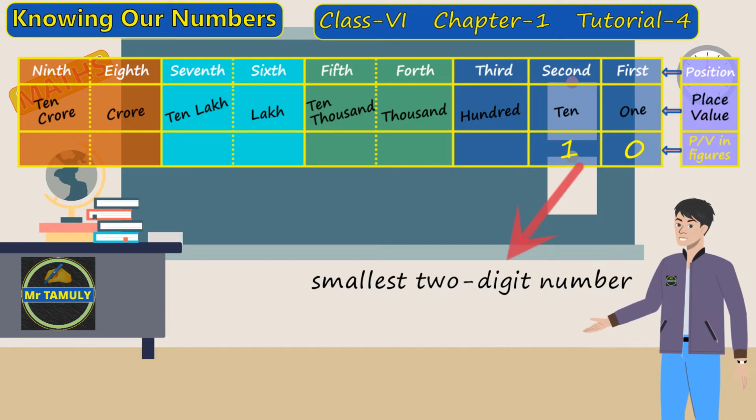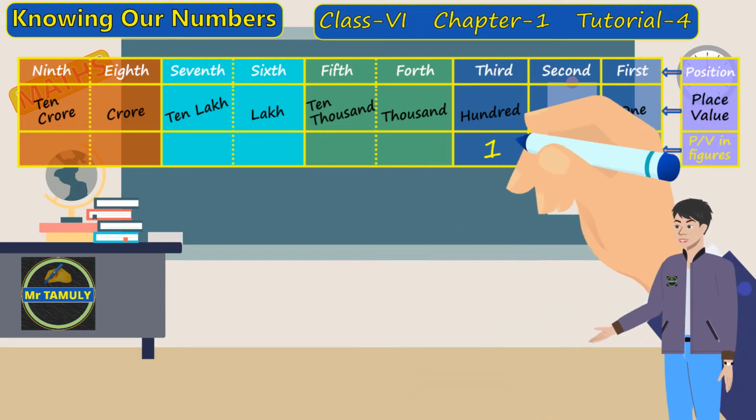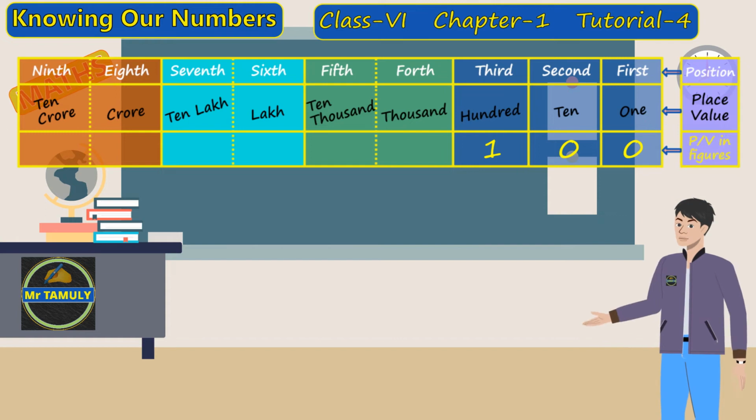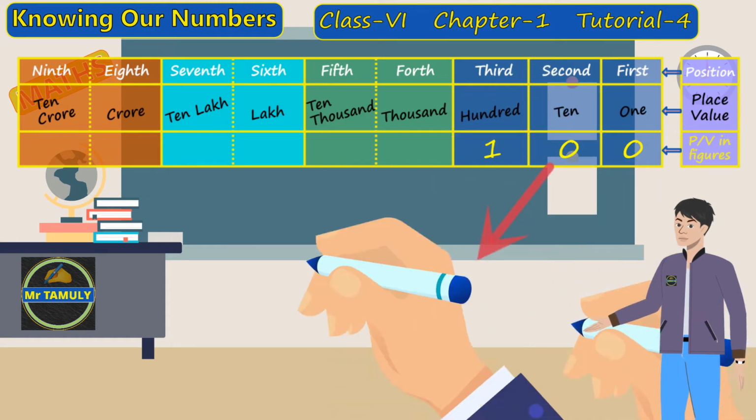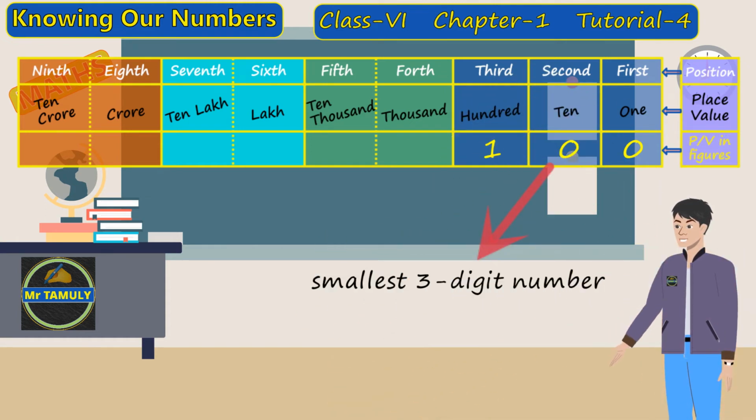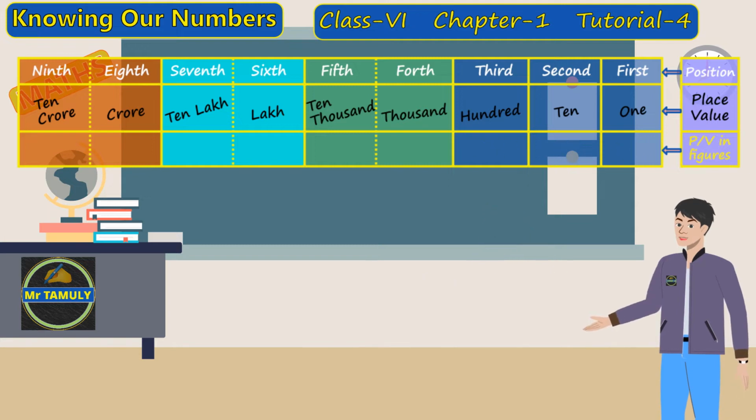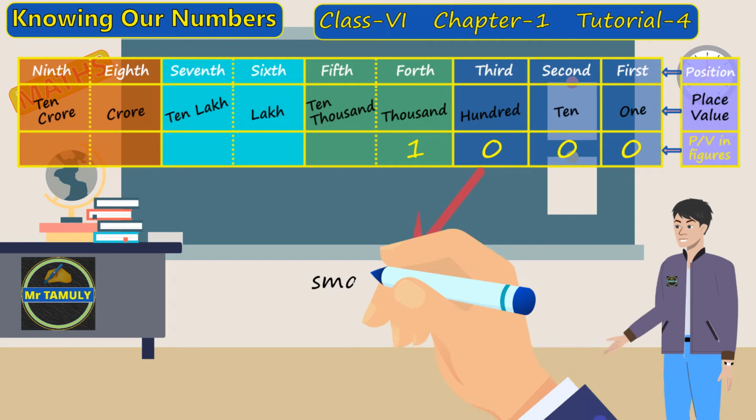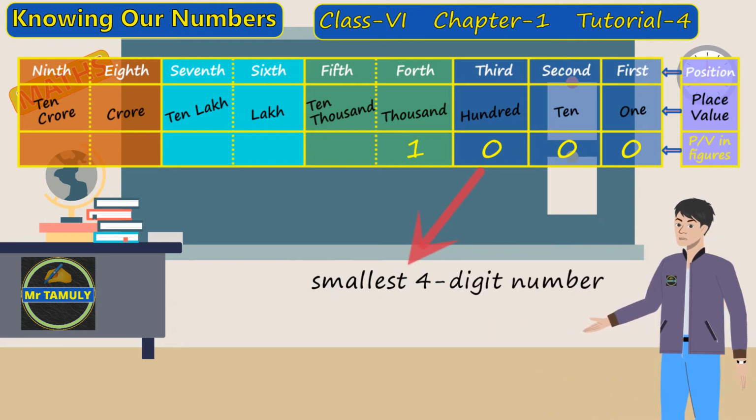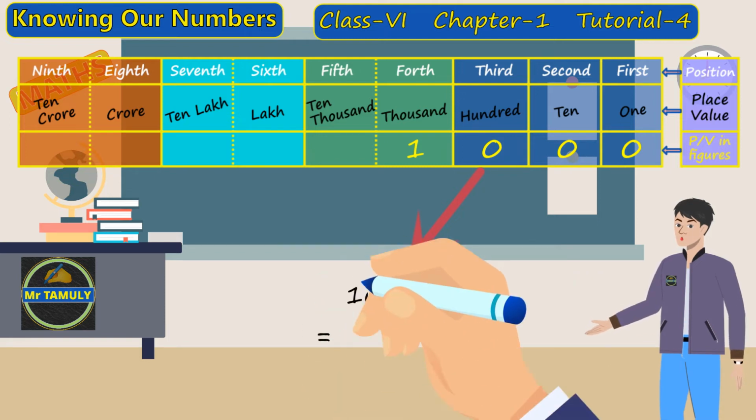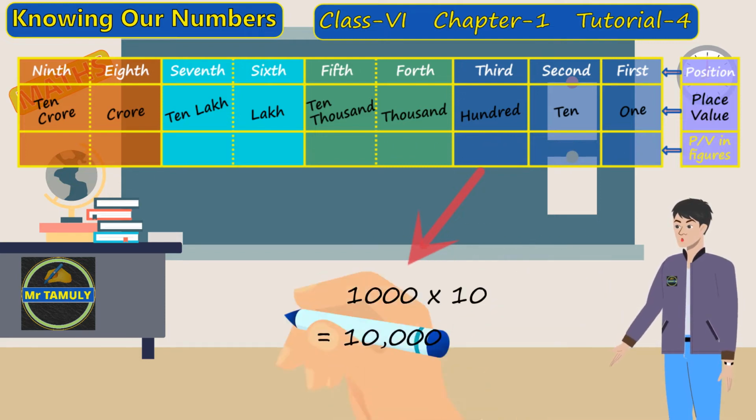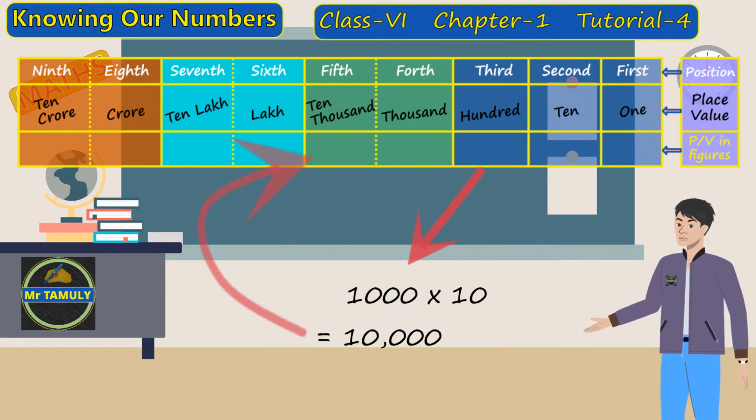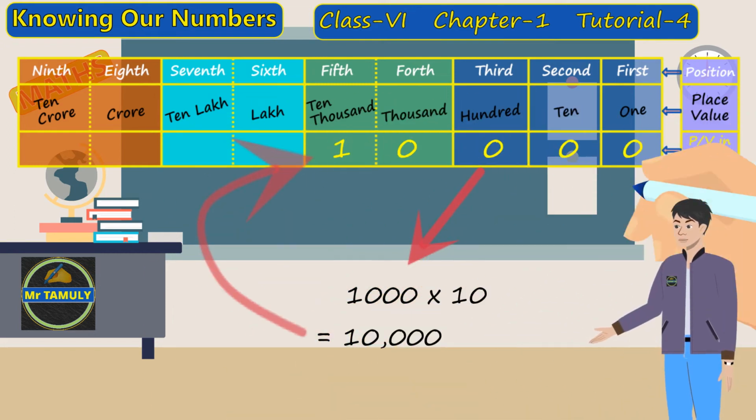You already know that the place value of the third position is 100. And, an important fact about the number 100 is that it is the smallest 3-digit number. Similarly the place value of the fourth place, 1000, is the smallest 4-digit number. If you multiply the place value of the fourth position by 10, the product that you get is the place value of the fifth position. Mathematically, 10 times 1000 is equal to 10,000. Place value of the fifth position is 10,000, and it is the smallest 5-digit number.